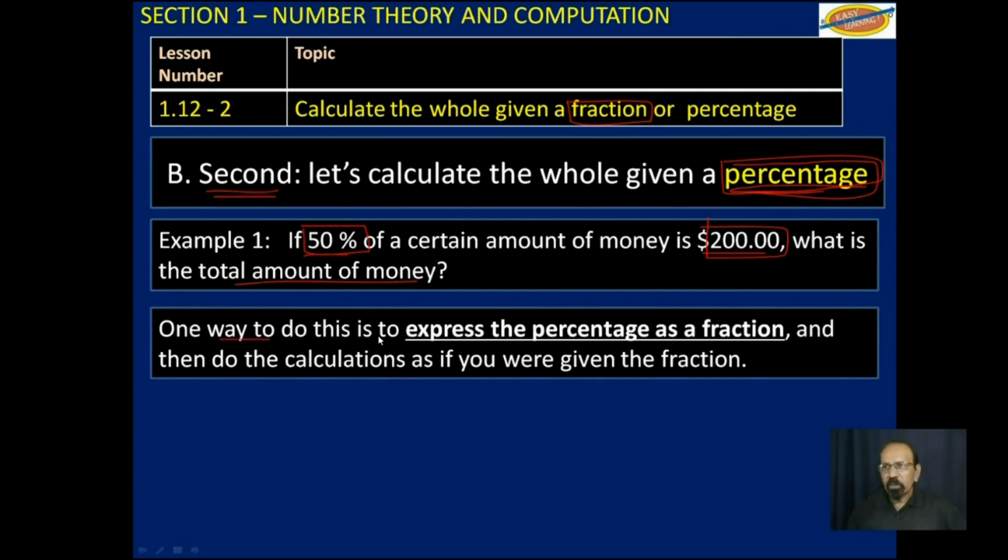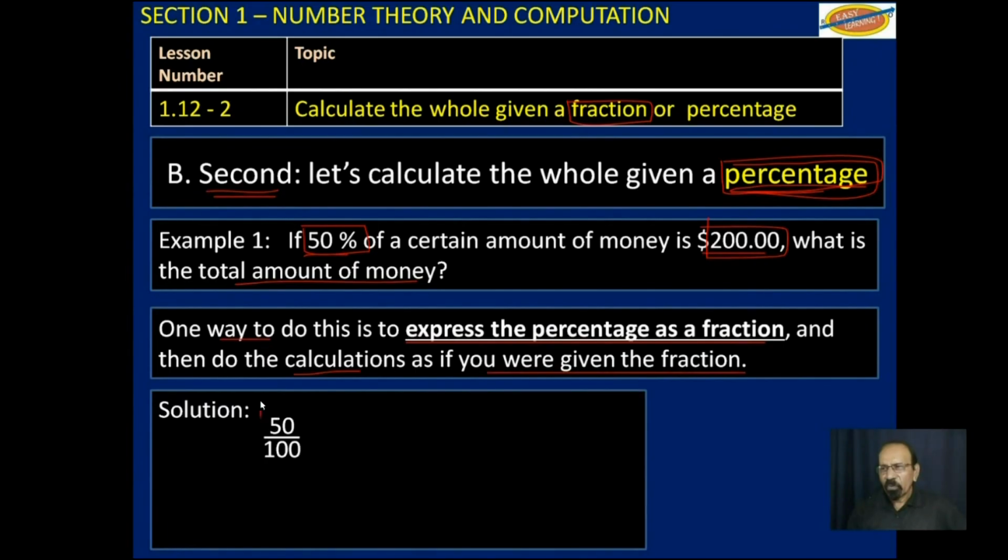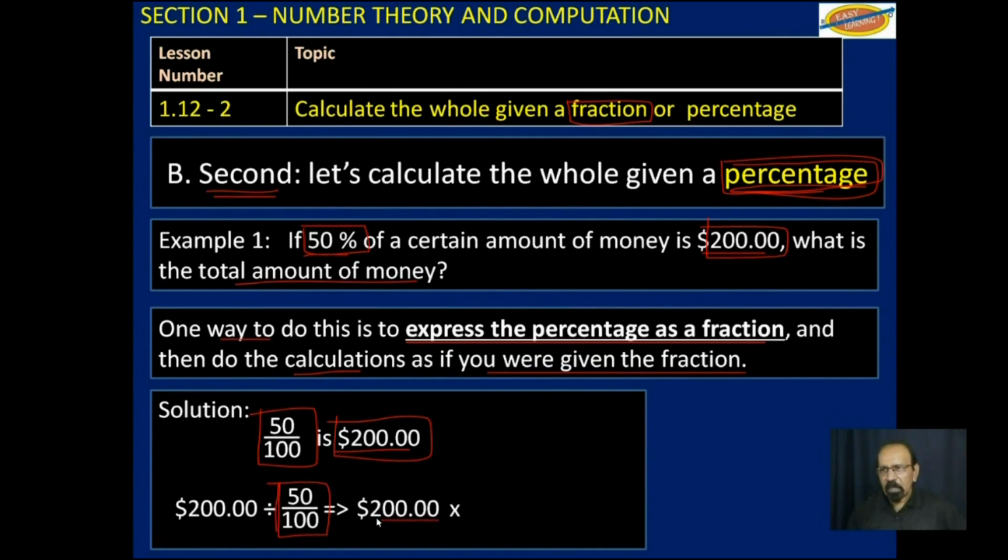One way to do this is to express the percentage as a fraction and then do the calculation as if you were given a fraction like we did in the previous half of this video. So solution, 50% is 50 over 100, and that is $200. So we will divide that $200 by this fraction, 50 over 100, and that means that we will multiply it by its inverse, 100 over 50, and that gives us 400.